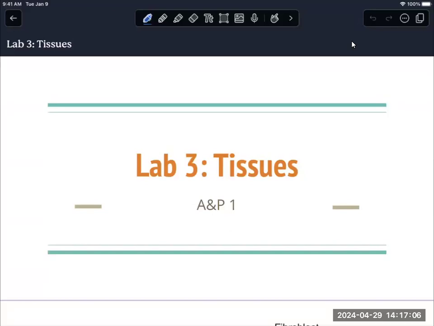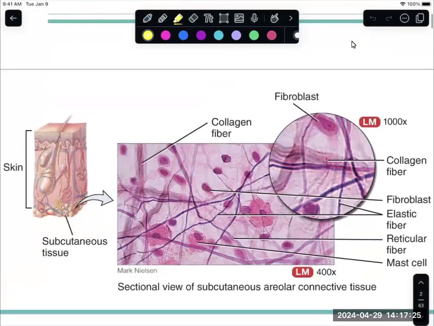In this lab, we will finish going through all of our different tissues. We're going to go through the skin, the different layers of the skin, all the different parts to the skin in this lab as well. So let's start with the different types of connective tissue.